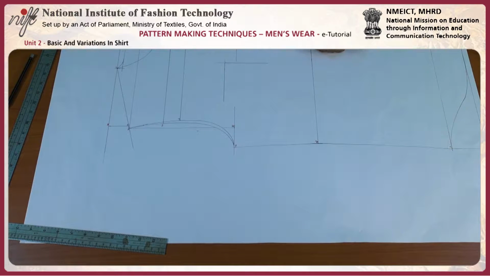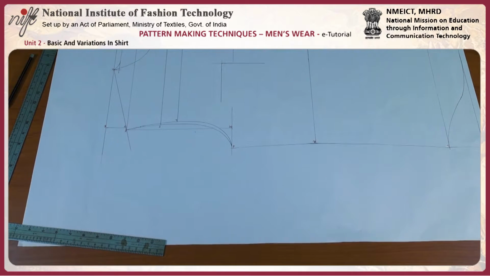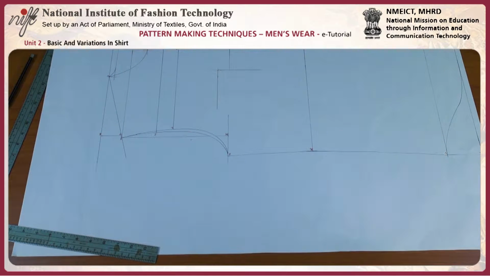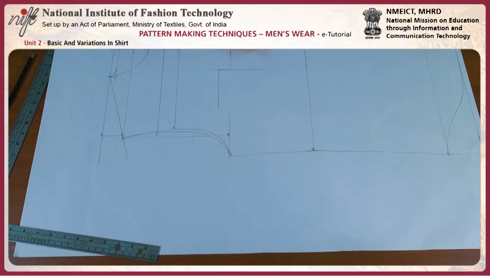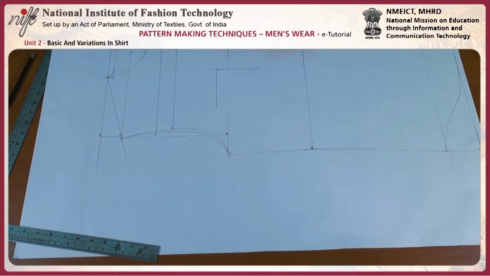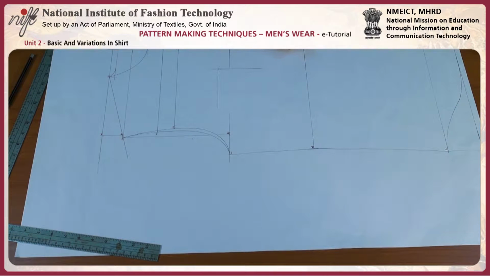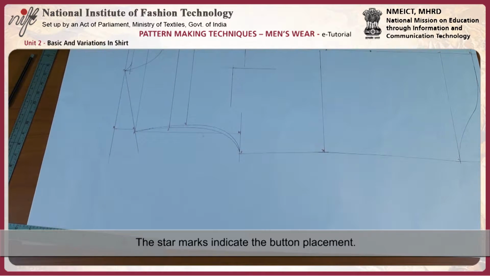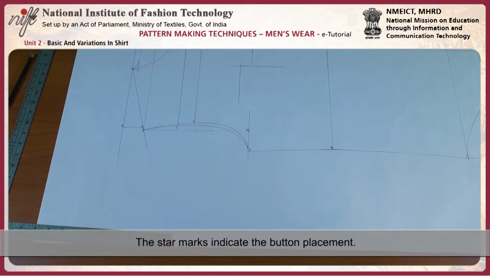The number of buttons can depend upon the length. Now it is including the collar button: 1, 2, 3, 4, 5, 6 buttons. It can be 7 too if it is required. These star marks indicate the button placement.